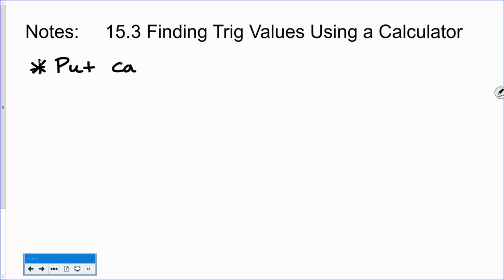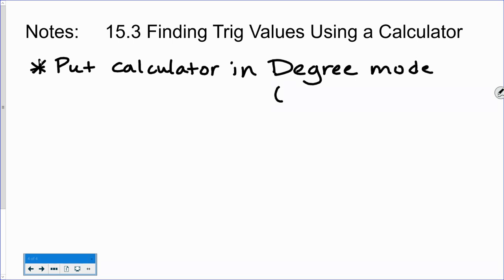So put your calculator in degree mode. All right, some of you will see, if you have a scientific calculator, you'll see DEG on the bottom of the screen that you look at. If it doesn't say DEG, it might say RAD or something else, then you'll need to change it. Anyone have a scientific calculator in here right now? Okay.